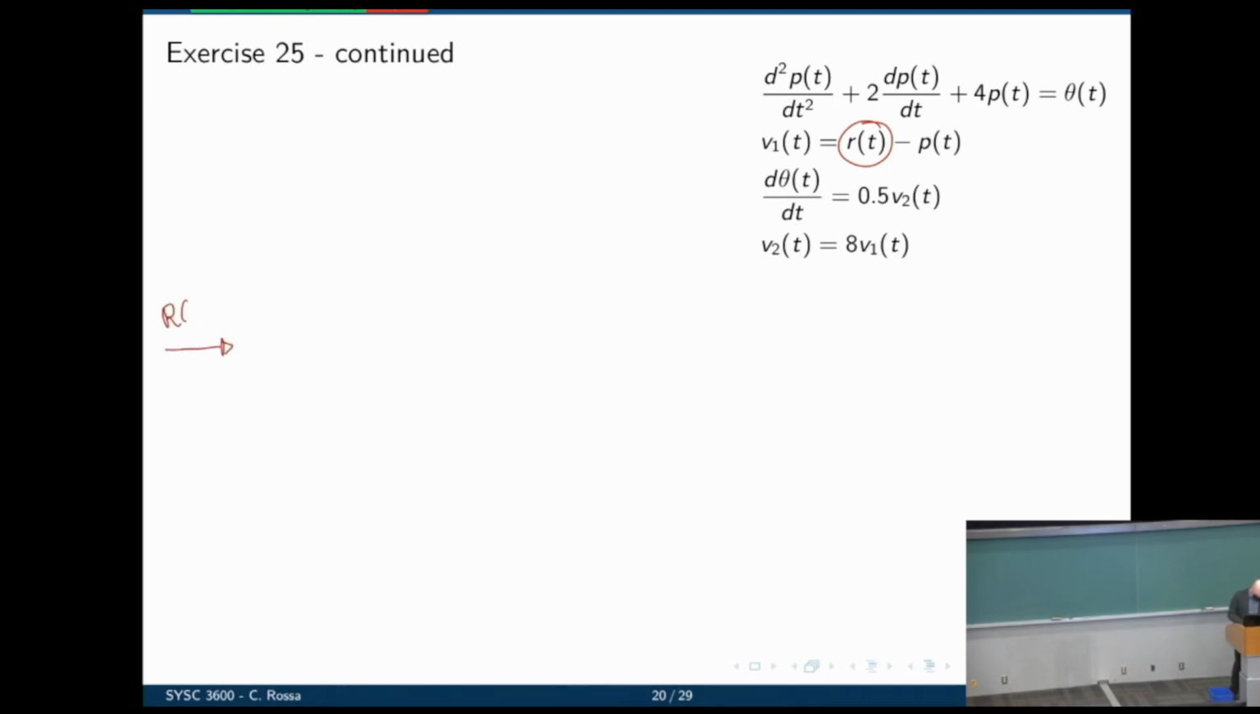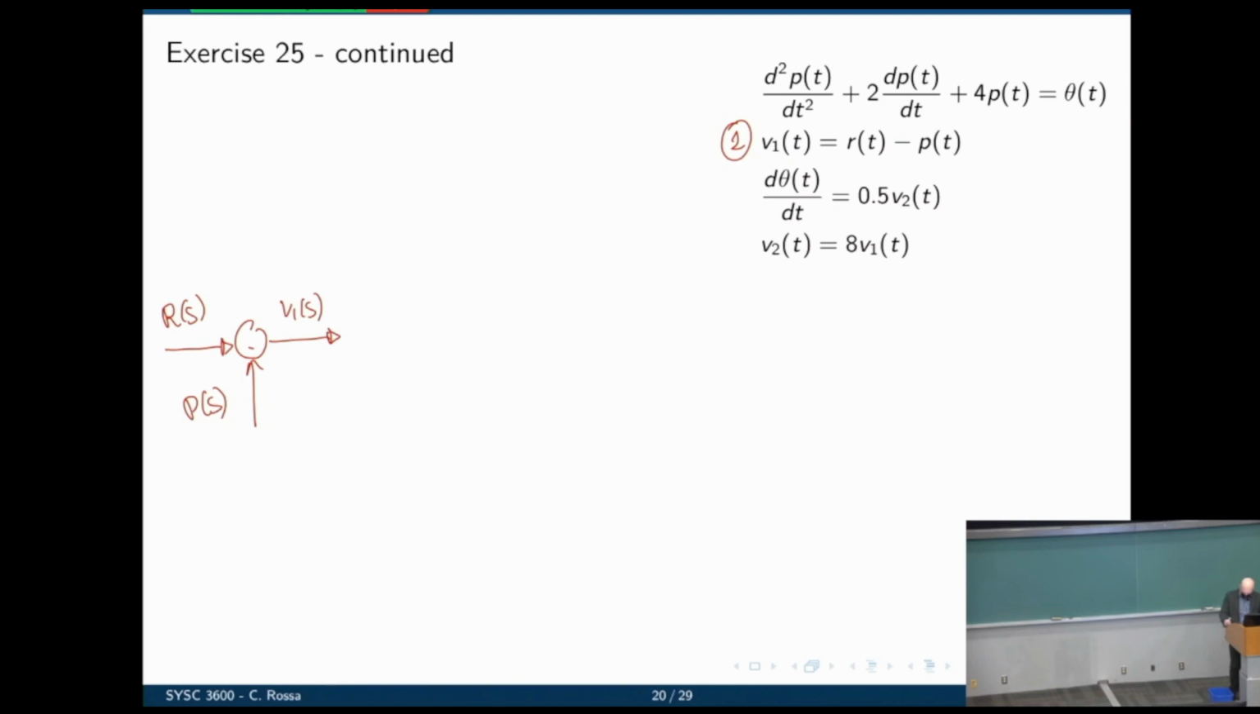Let's do this in the frequency domain. R of S is right there. We can subtract P of S, and the result is V1 of S. Right, that comes from the first equation there. Now V1 of S is a voltage. Let's see what that means. It's the amplifier input voltage. Okay, so the difference between the current and the desired position creates this voltage, and this voltage is now given to the amplifier.